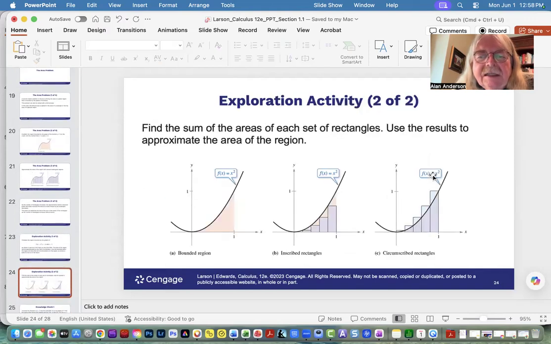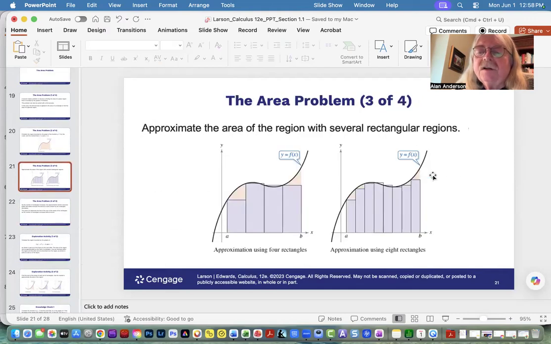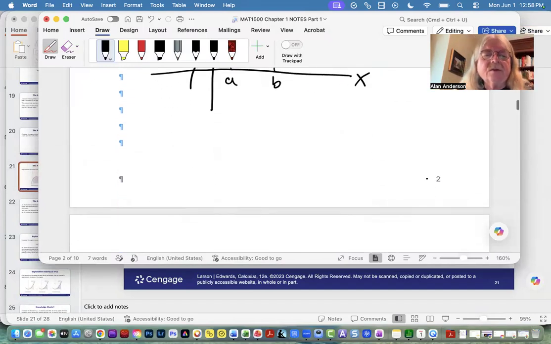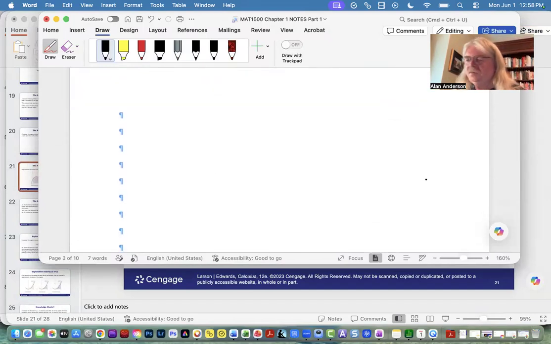They do want to make one important point here, though. There are two different ways of putting those rectangles under a curve. We just have to be aware that there are two different ways of doing this. And what are those ways?